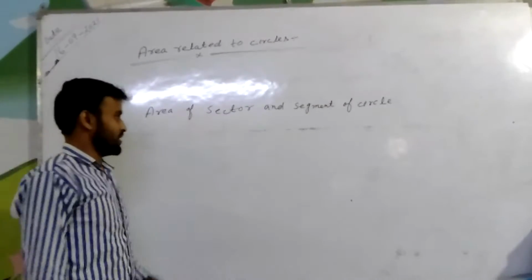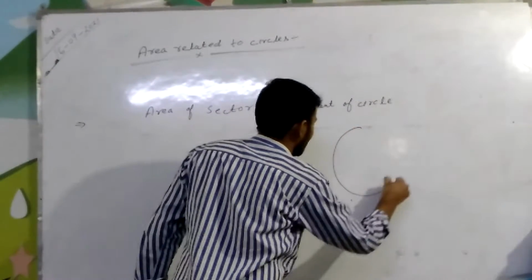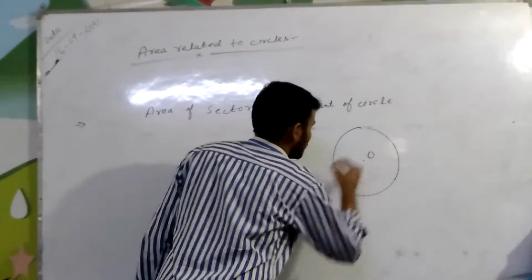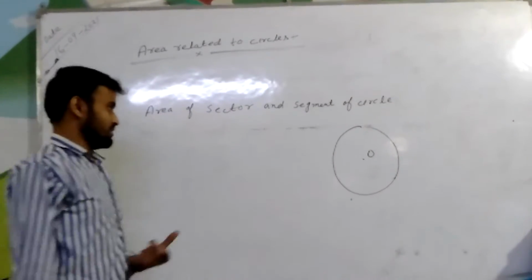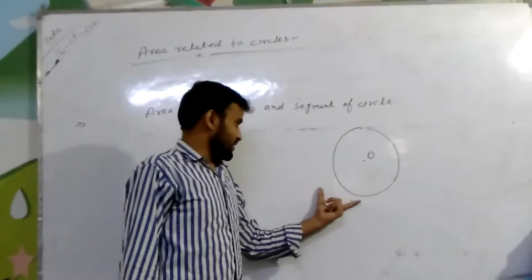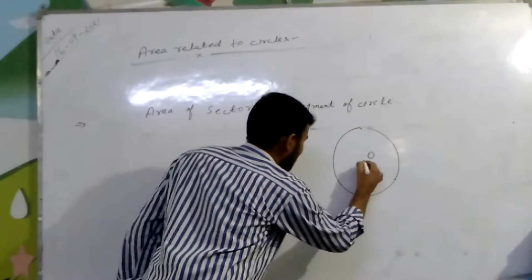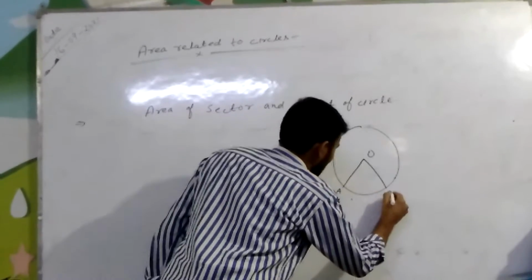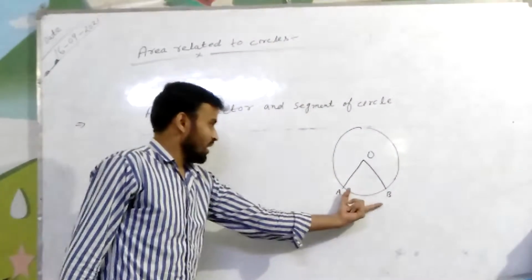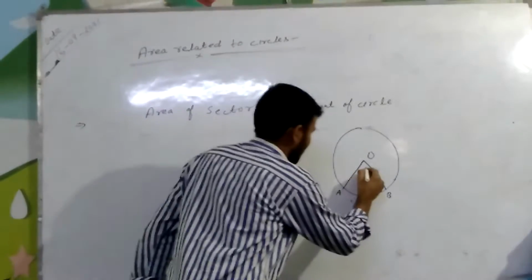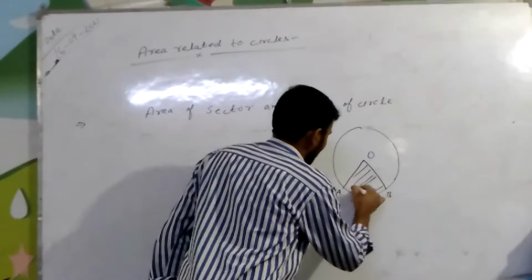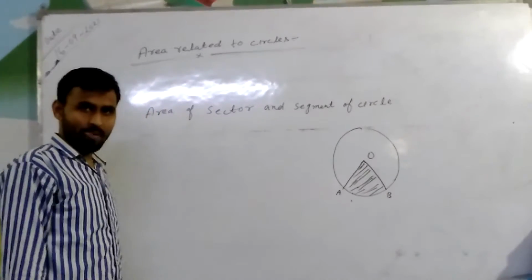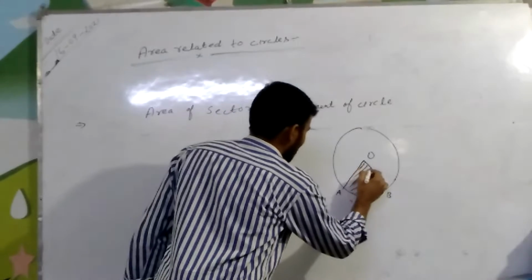What is a sector of a circle? This is a circle, center O. A sector is the portion between two radii and an arc. This portion is called a sector. Find out the area.